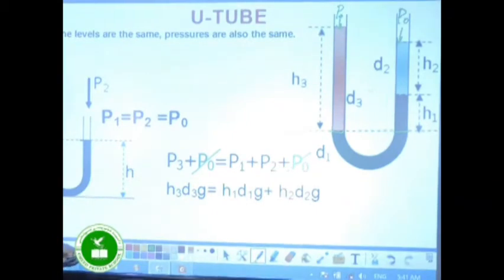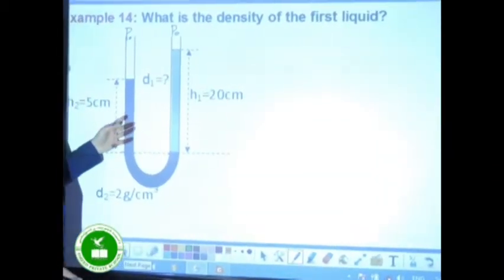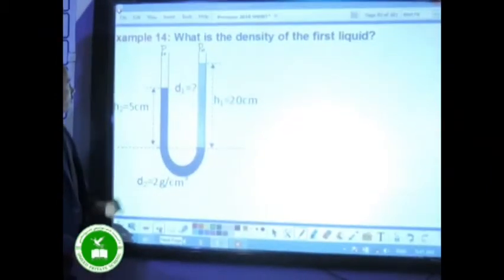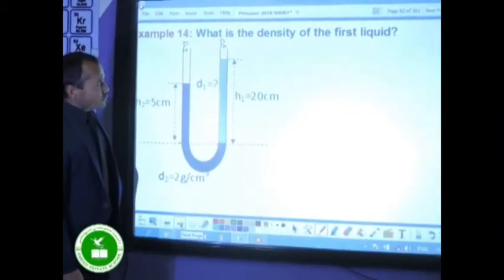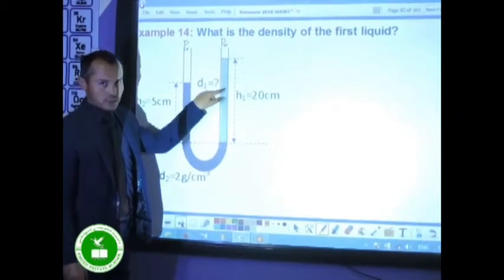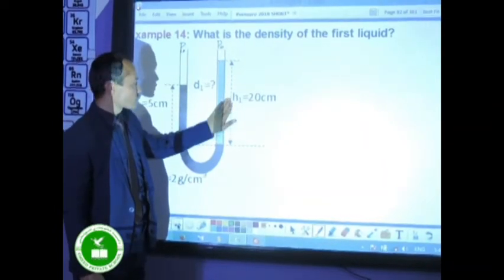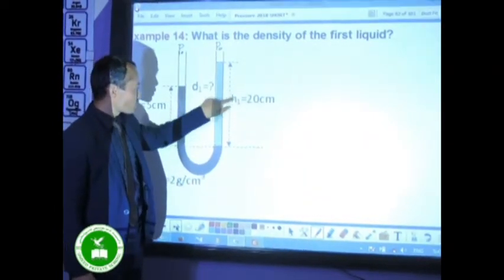Okay, let's see some example related to this topic. This example. What is the density of the first liquid? Where is first liquid? This is first liquid. How do we get first liquid? From this number. Each one is part of first liquid. We have to calculate density of this liquid.